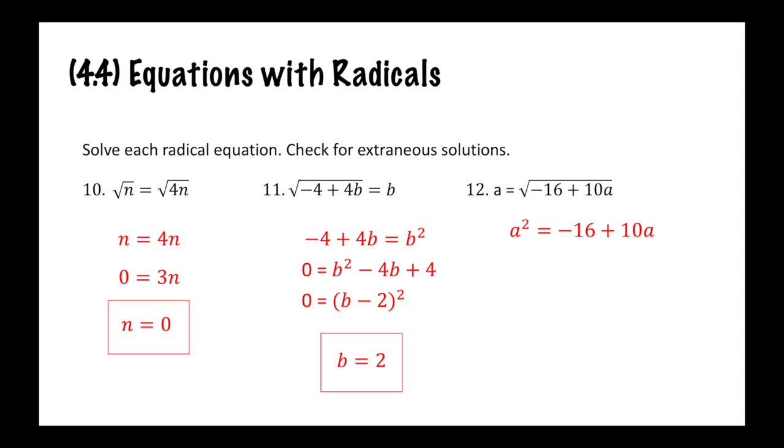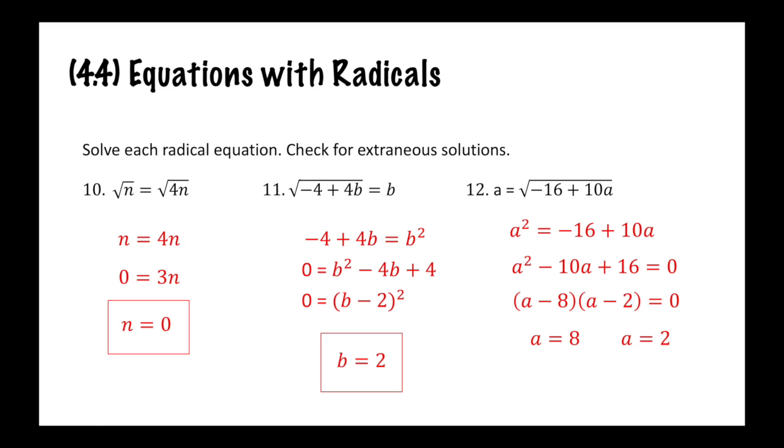Now I bring everything to one side. That gives me a squared minus 10a plus 16 equals 0. Once again, I'm going to factor that. I get a minus 8 and a minus 2. Setting each of those factors equal to 0 is going to give me 8 and 2.